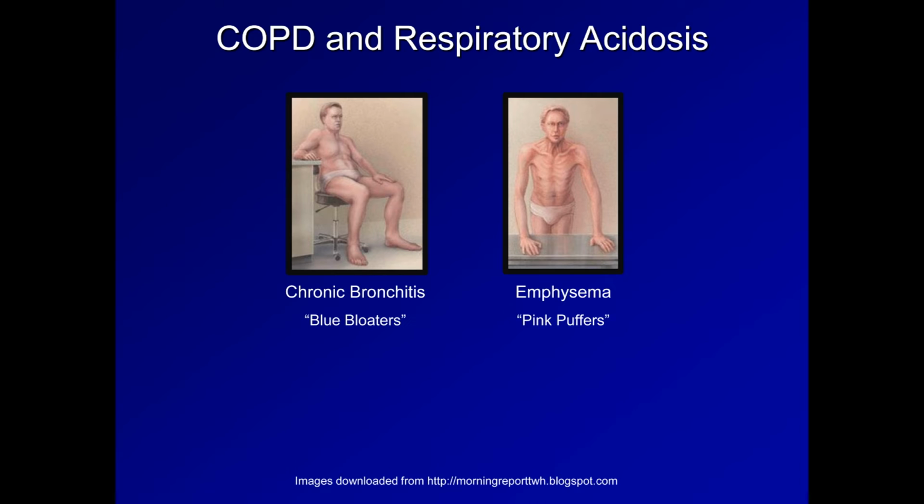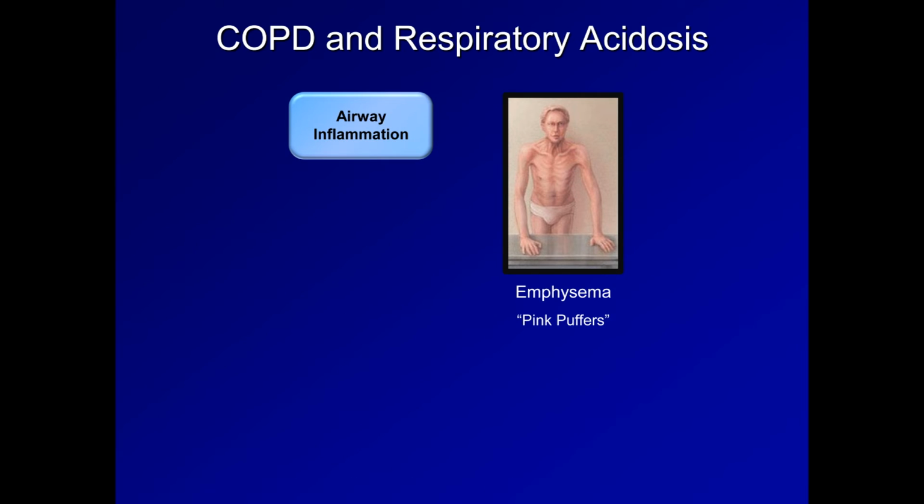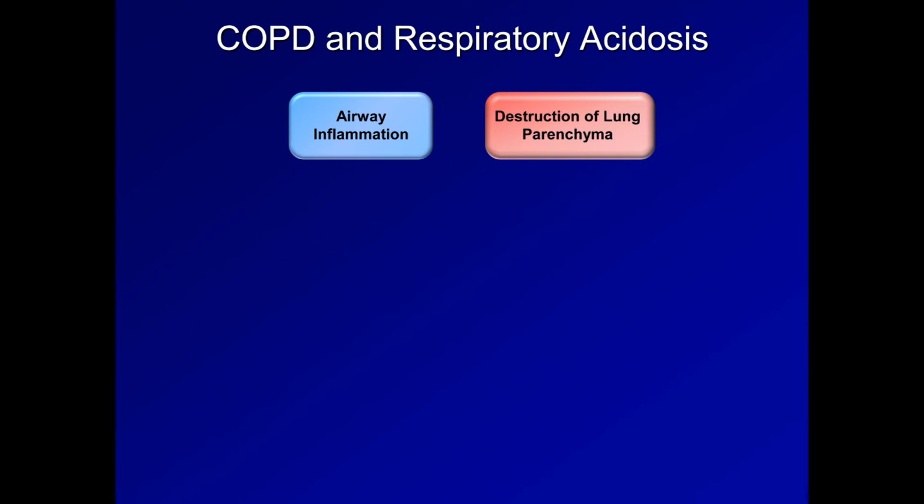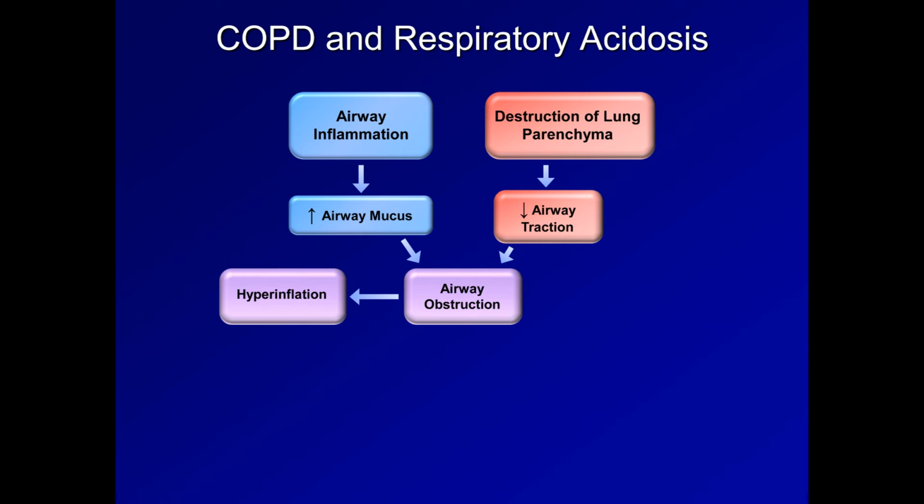The primary physiologic problem from the chronic bronchitis component is airway inflammation, while the primary problem from the emphysema component is parenchymal destruction. Airway inflammation leads to increased airway mucus and some degree of fibrosis, while destruction of parenchyma leads to decreased outward traction applied to the airways. These two processes together lead to airway obstruction. Since this obstruction is more pronounced during expiration, there is subsequent air trapping and hyperinflation.